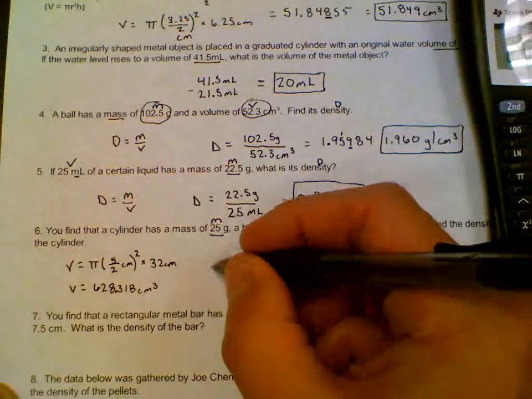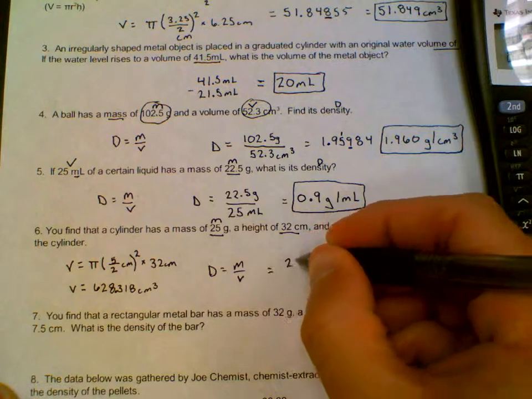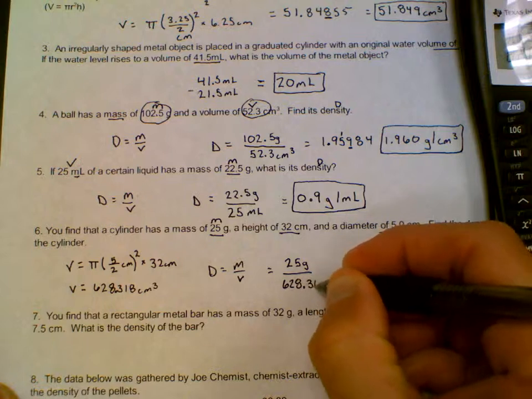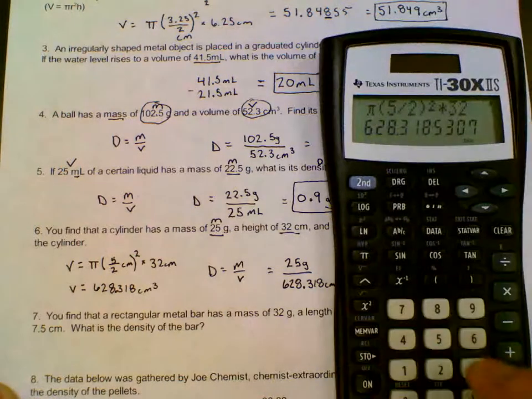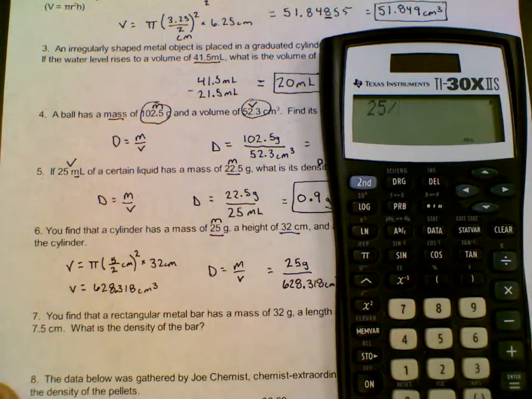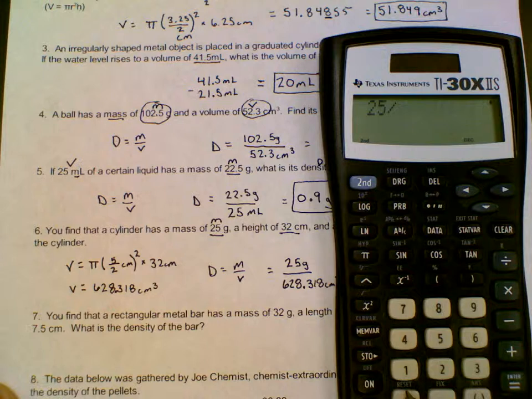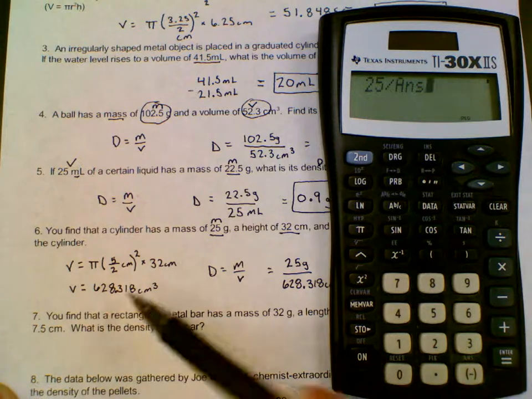We have a mass, so D is equal to M over V. Substitute our numbers in. 25 grams divided by the 628.318 centimeters cubed. Now we can plug this in. 25 divided by, I could go ahead and type this whole number in, but it's still stored in my calculator memory. And I access that memory by hitting the second key, the blue key, and that activates the blue words. And right here, above the negative sign, says ANS, which stands for answer. So my answer was the previous math problem.